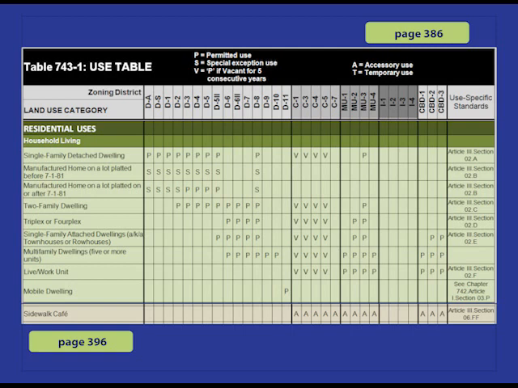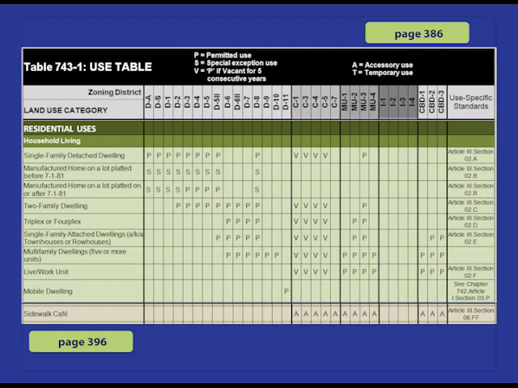When you look at it, you'll see single-family detached dwelling. That's permitted in the DA district, the DS district, D1, D2, D3, D4, D5, D5-2 district, and the D8 district. Those are the dwelling districts where it's permitted. If you go across a little further, you'll see it's also permitted in the new mixed-use 3 district. So those are the zoning districts where a single-family detached dwelling is permitted.